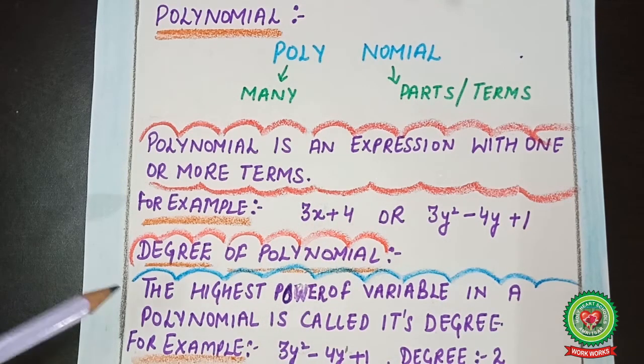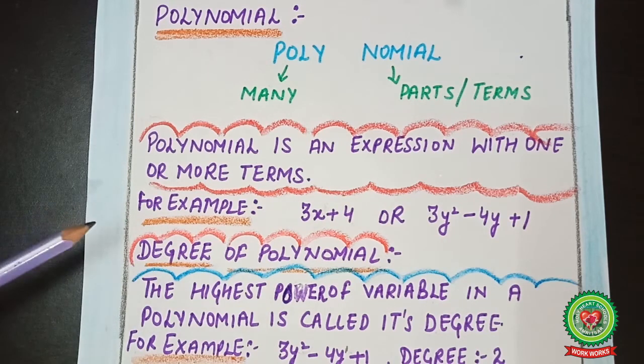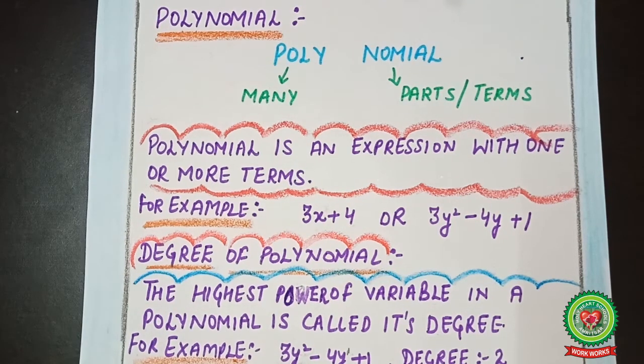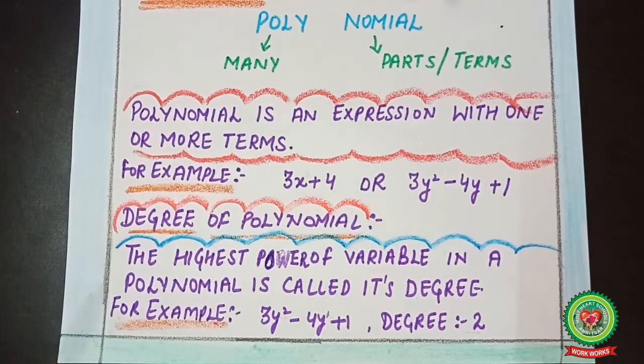So, the next one is the degree of a polynomial, or we can say the power of a polynomial. Here the highest power of the variable in a polynomial is called its degree, right? So I am taking the example of 3y square minus 4y plus 1. In this expression you can see that there is one variable, that is y. Here y is raised to power 2 and here y is raised to power nothing. Nothing means what? 1. So the highest power of the variable is 2. So the degree of the polynomial is 2, right?